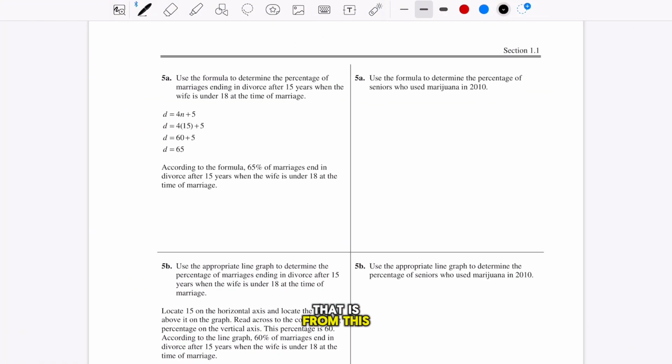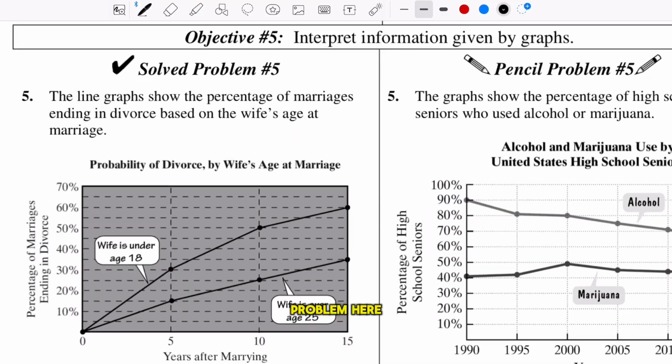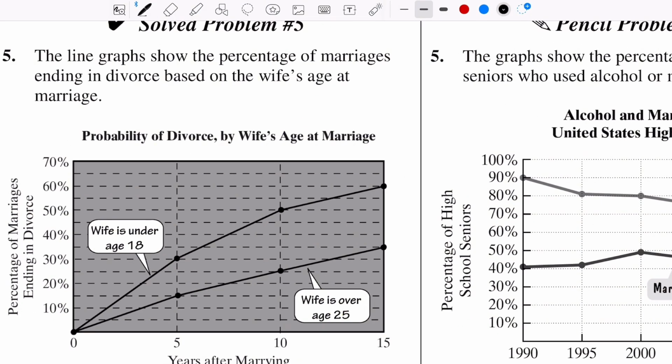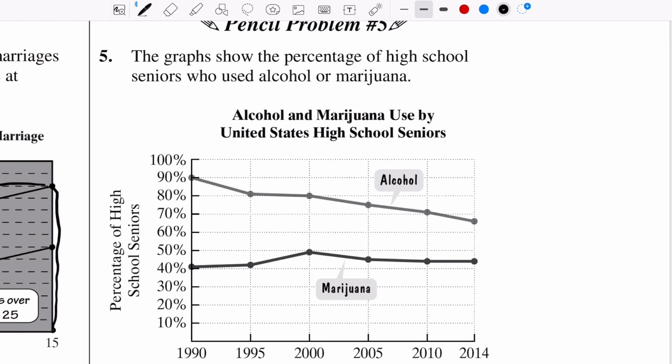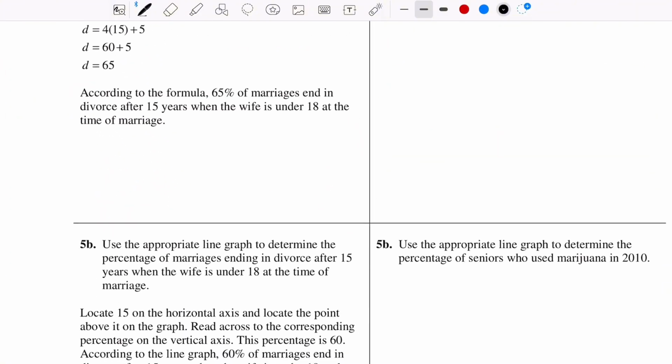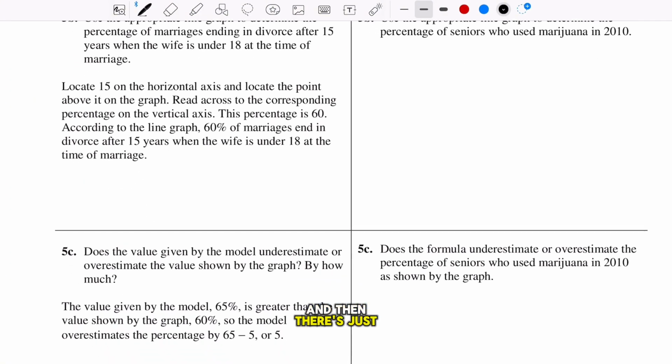That is from this problem here. So if you go up to 15, under 18, so if you go to 15 and you go up to this dot, then the corresponding percent is here. And then there's just a follow-up question. Does the value of the model underestimate or overestimate the value shown by the graph, and by how much? So this is the value given by the model, 65%, is greater than the value shown.